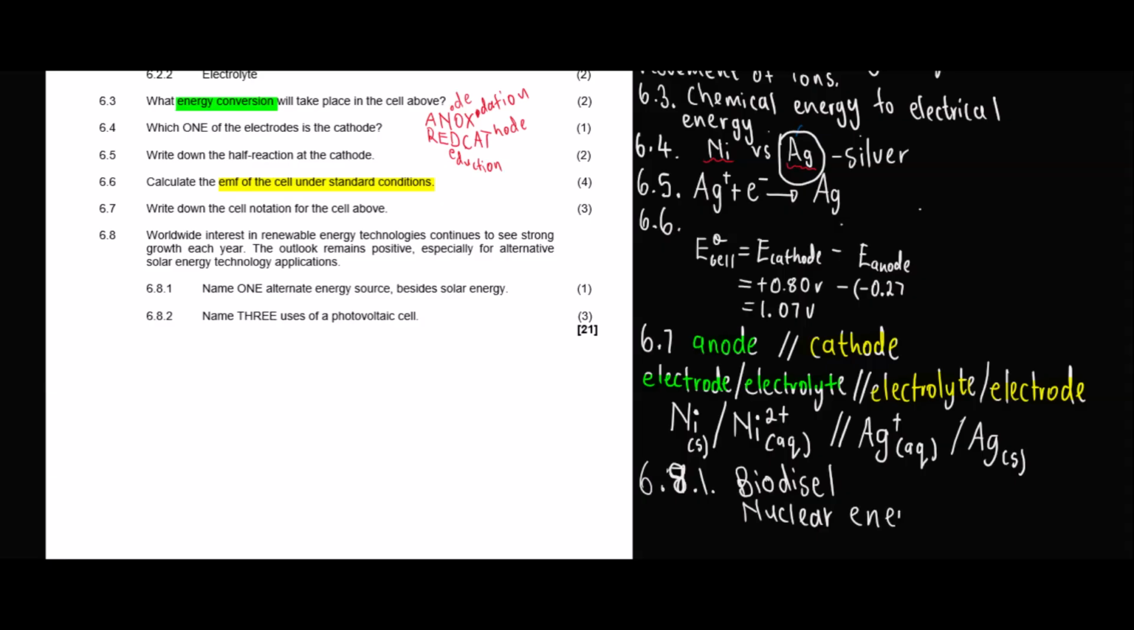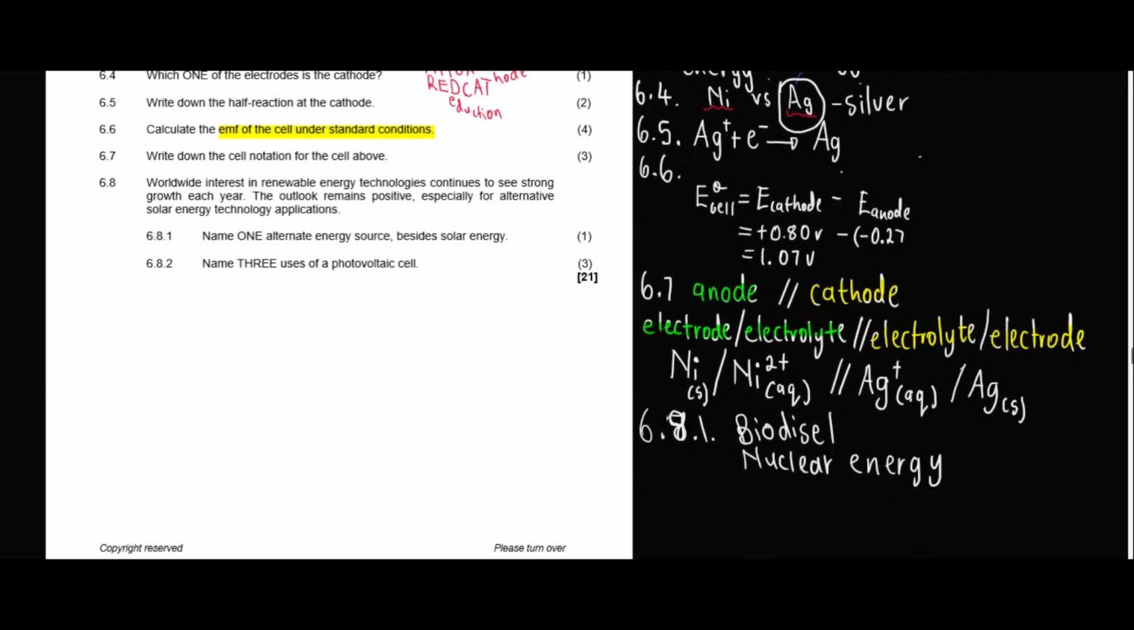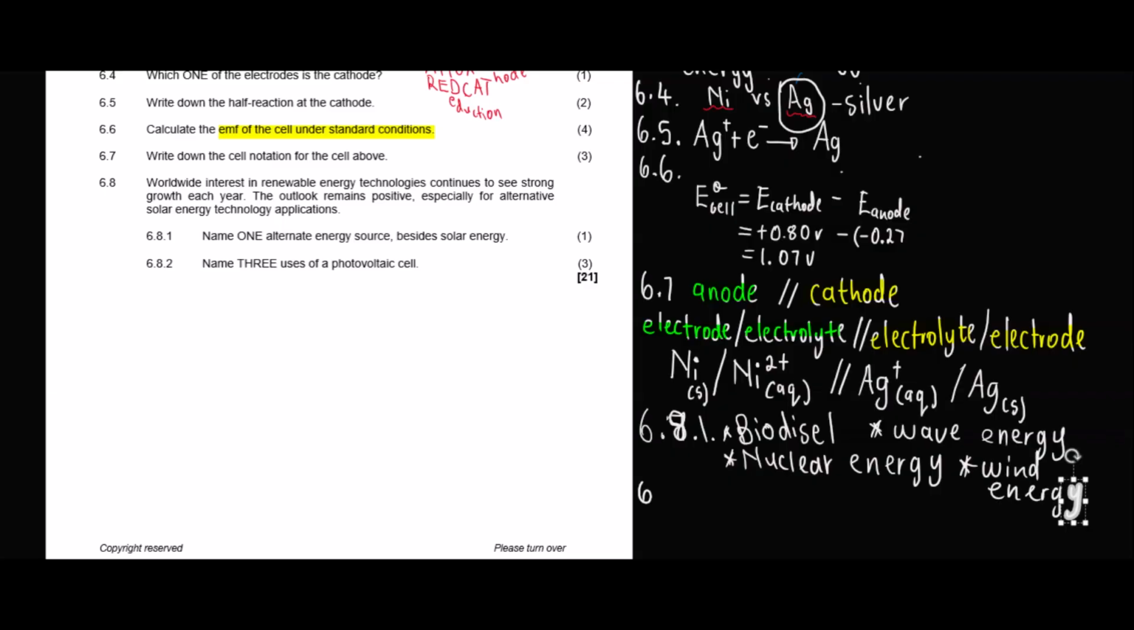They just want the alternative energy sources besides solar energy, right? I think we all know solar energy. There's biodiesel, there's nuclear energy, there's also wave energy, you can name them. I think there are many of them, even wind energy. Just know how to respond to these questions when they ask.